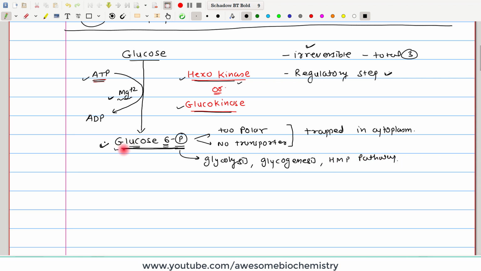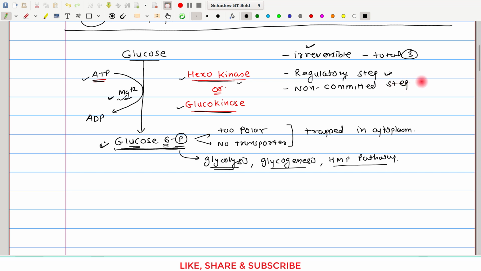So, here we can see that glucose 6-phosphate has multiple commitments. It is not committed to glycolysis only. It can go to glycogenesis, it can go to the HMP pathway. So, it has multiple commitments. So, we can say that this is a non-committed step. Now, generally what happens?